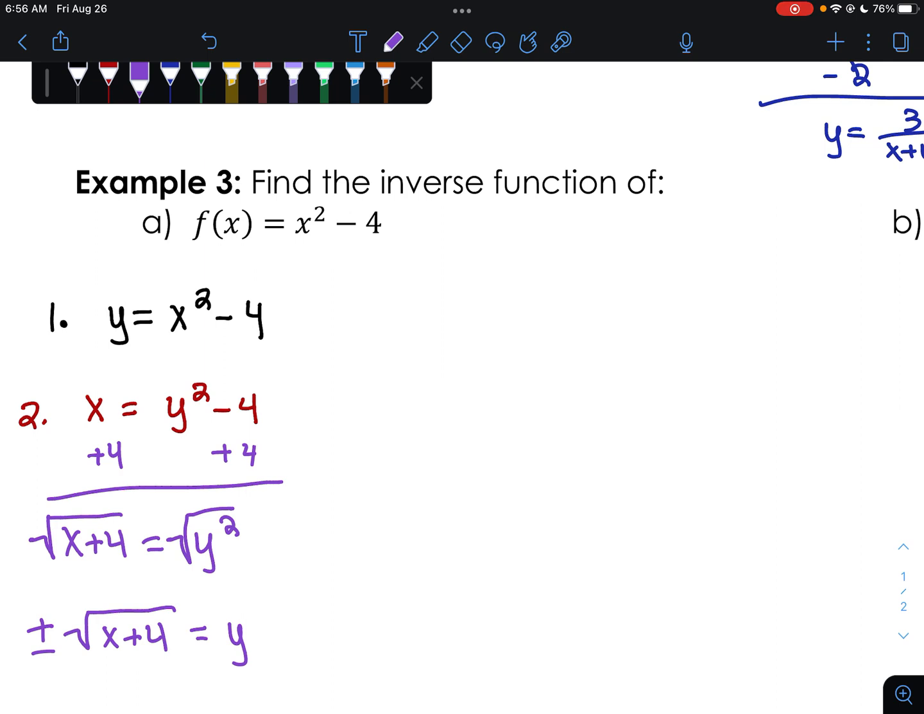So now that I have that, I can rewrite it back in function notation. So f inverse of x equals plus or minus the square root of x plus 4. If you left off that plus or minus, that would not be the inverse of this function. So you have to remember, anytime you take the square root, it's a plus or minus out in front.